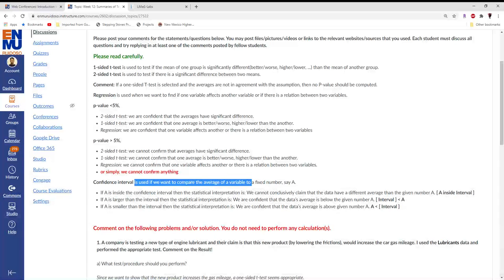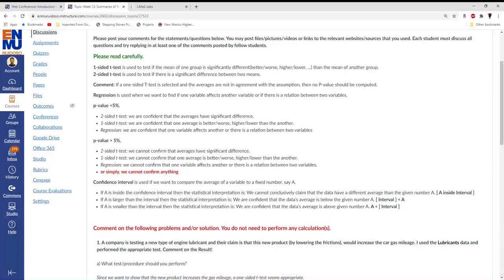Okay, and if a is inside the confidence interval, then we cannot conclusively claim that the data has different averages than the given number. Since a is within the confidence interval, there is no difference. If a is larger than the confidence interval, we can say that the data's average is below the given number a, right? And if a is smaller than the interval, then we say that the data's average is greater than the given number. Okay, so this is it.